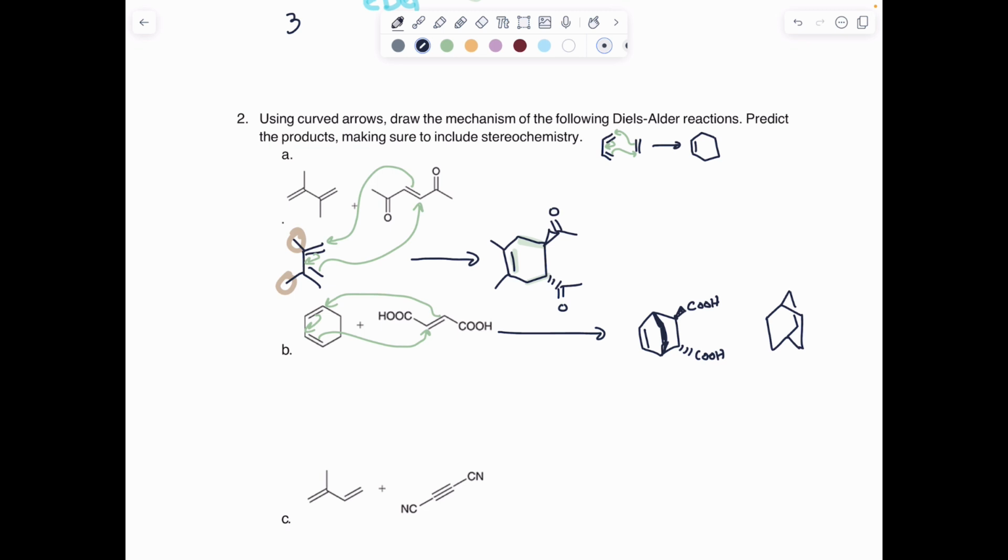So kind of hard to look at, but that is the bicyclic structure. We have this double bond here, and then we could just point this one up and this one down. And that would also be correct.